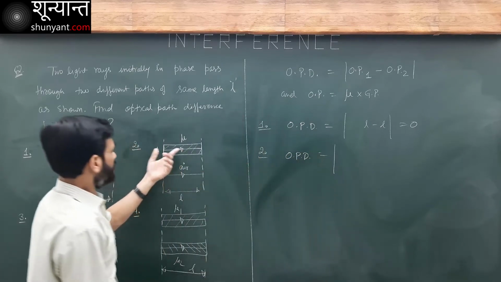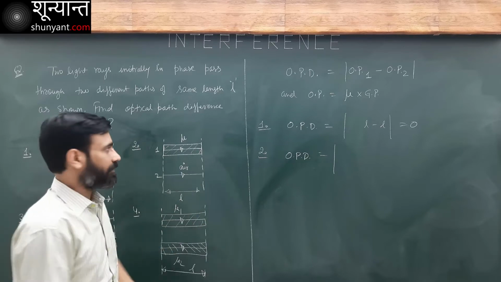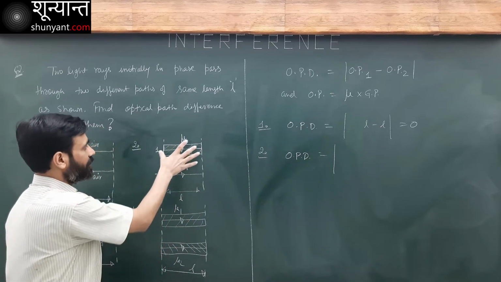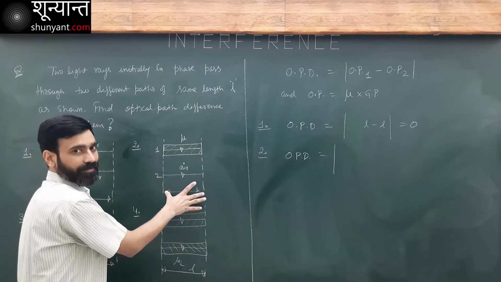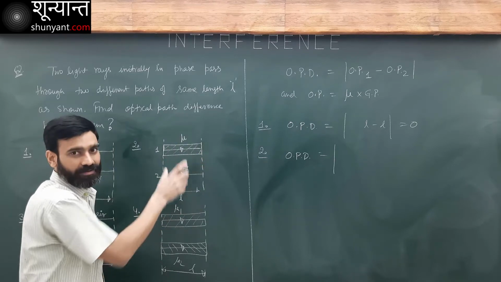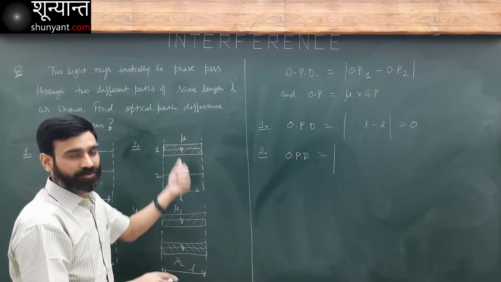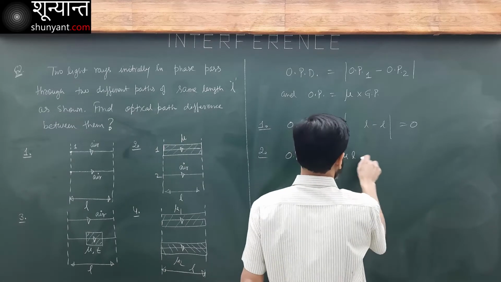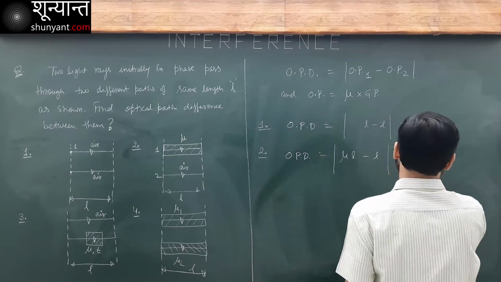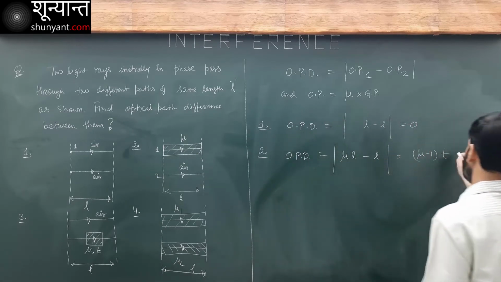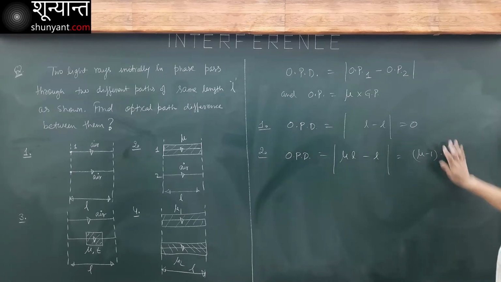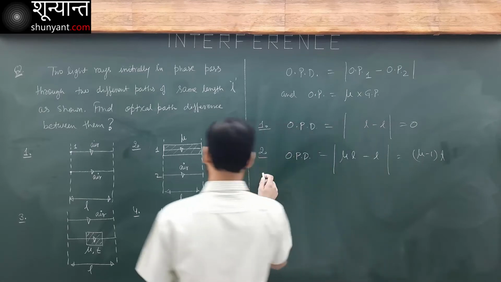Second case, OPD is the optical path difference. Now this is traveling the entire distance. The geometrical path in this medium will be equal to L, whatever the separation between these two ends. The optical path will be mu times this. It becomes mu times L minus L, so mu minus 1 times L. Understood? Now the third case.